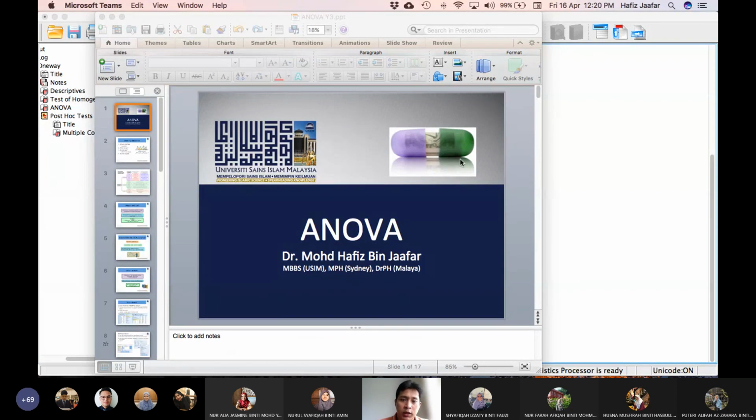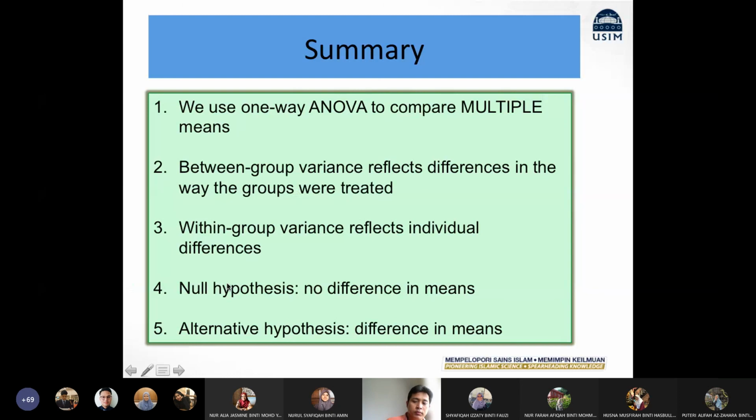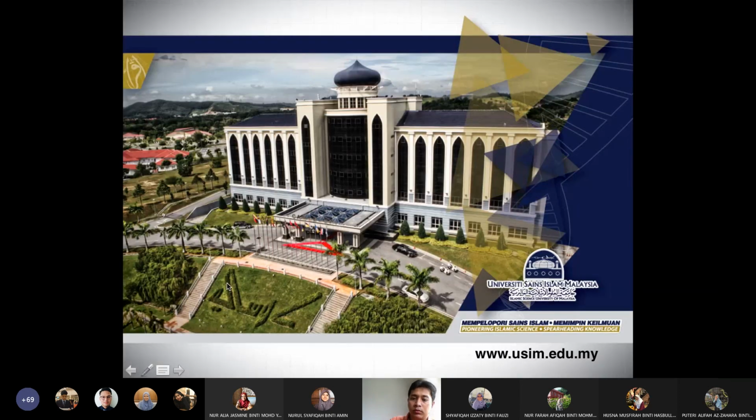Berapa dah? 12.20. Tak ada dah. Okay, that's all. Ada question? Alright. Okay, tapi soalan ada lah daripada ni ANOVA ni untuk pro. So baca-baca sikit. Okay.